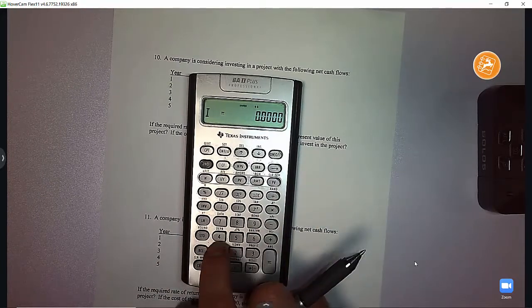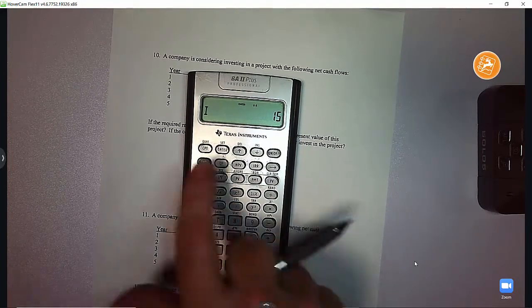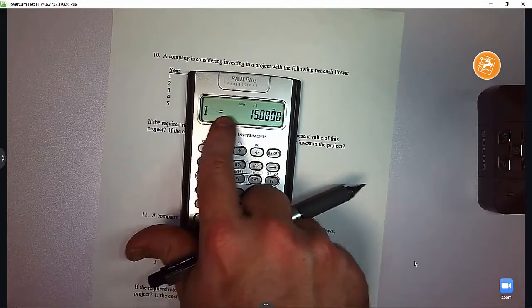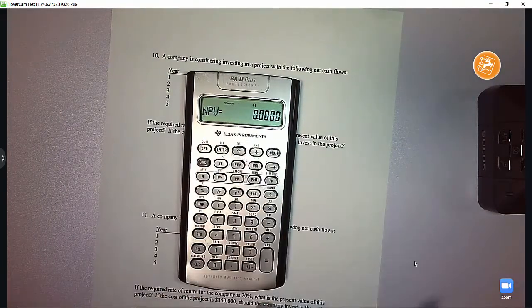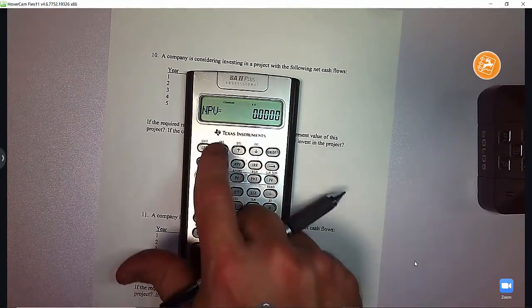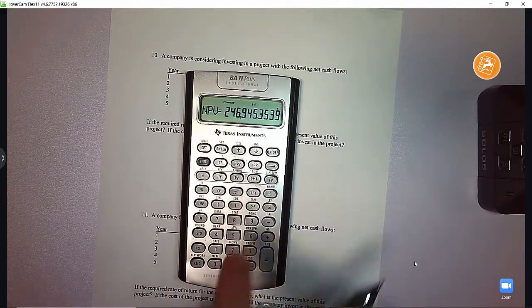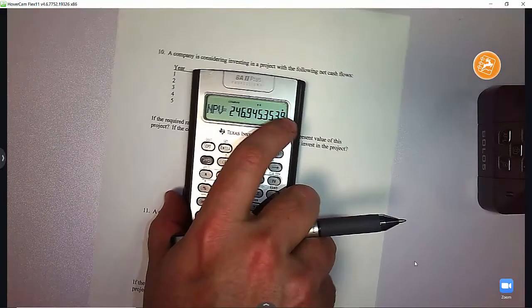My interest rate is 15, so I'm going to put 15 in for I. And again, I'm going to press enter to get that equal sign in there. I'm going to do the down arrow here, and it says NPV is equal to, I'm going to press compute, 246,945 and 35 cents.